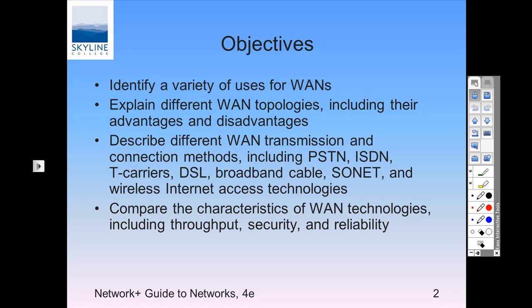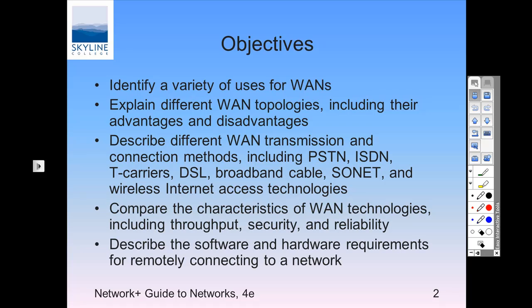Last mile is not really the last mile. Last mile is the connection between the trunk and your house. Cable, the last mile is from the cable box into your house. This is the last mile wireless. Compare the characteristics of WAN technologies, including throughput, security, and reliability, and that's mostly, there's a table that has a lot of that.